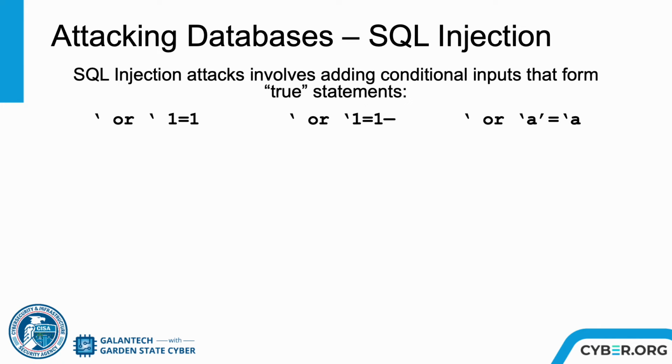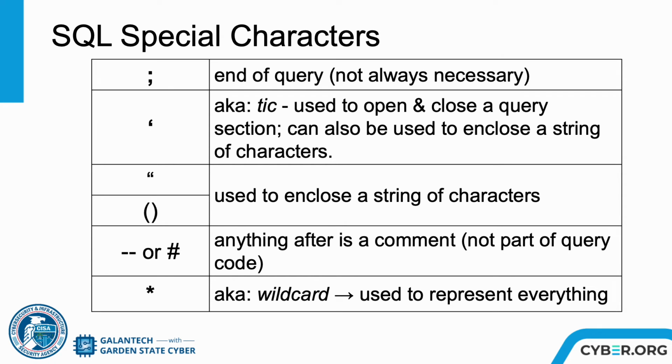Attacking databases or SQL injection. SQL injection attacks involve adding conditional inputs that form true statements. So these are some special characters in SQL. We put a semicolon at the end of a query. We use tick marks to enclose strings of characters, but in SQL specifically, we use them to open and close query sections. We use quotation marks and parentheses to enclose different strings of characters.